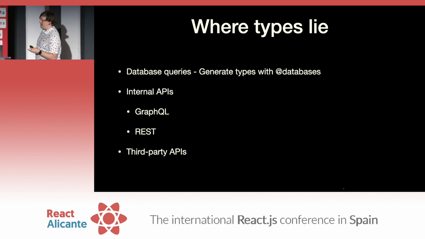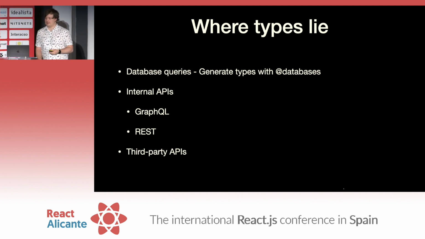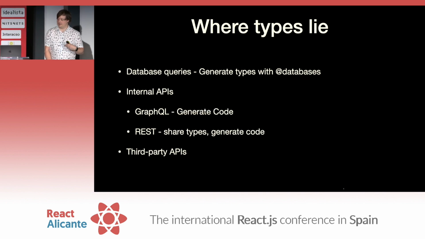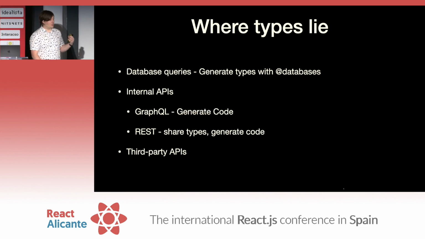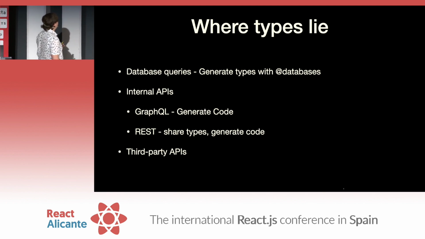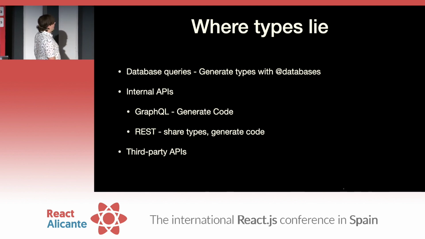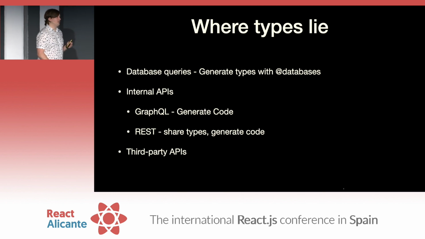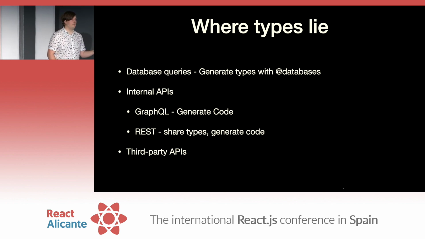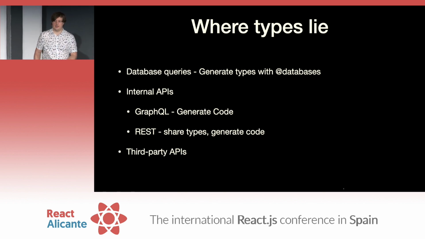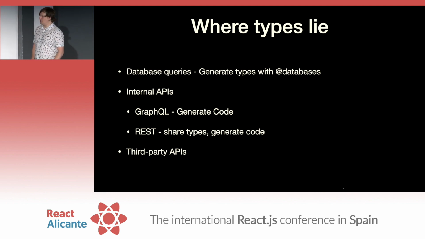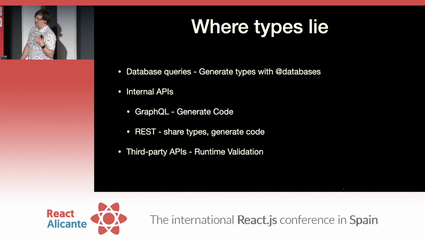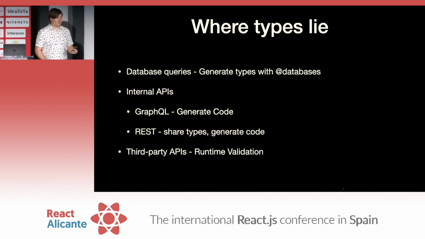We also talked about internal APIs, both GraphQL and REST. And for GraphQL, we said that the best approach generally is to generate types from your GraphQL code. And for REST, you can share types between the front end and back end if both are written in TypeScript. And if they're not, you may be able to generate TypeScript types from types that are exposed by the back end, even if they're in some other language. And then we talked about third-party APIs, where really runtime validation is the only way to go.